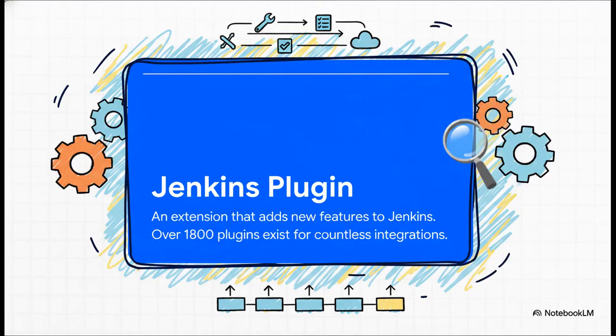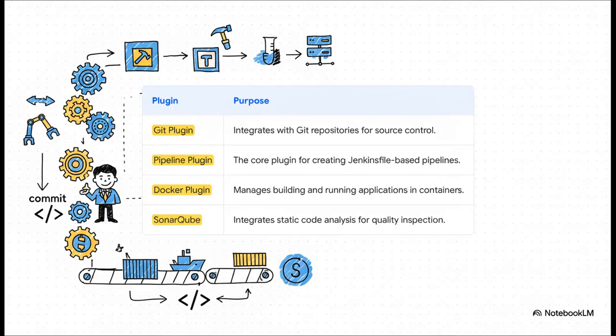And all of this is made possible through plugins. A plugin is just an extension that adds new functionality, like an app for your phone. And with over 1,800 of them available, Jenkins can connect to and orchestrate pretty much any tool you can possibly think of in the software world. How cool is that? So, for example, the Git plugin lets Jenkins talk to your code repository. The pipeline plugin is the core engine that runs your Jenkins files. The Docker plugin lets you build and run your apps in containers.